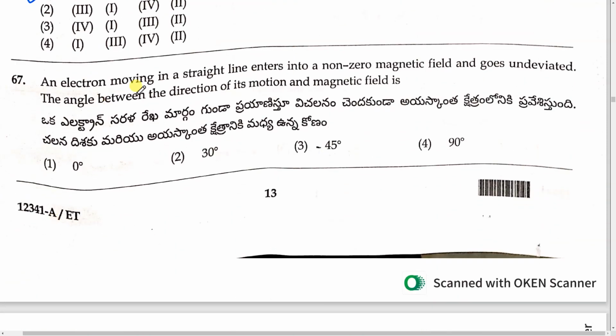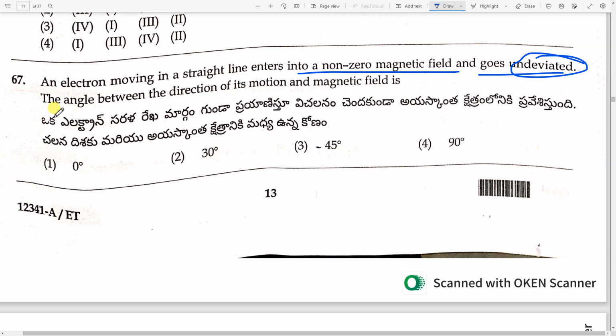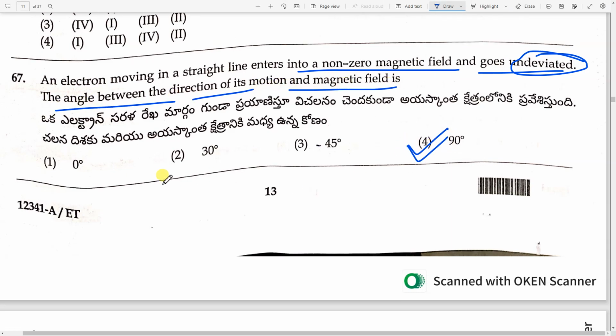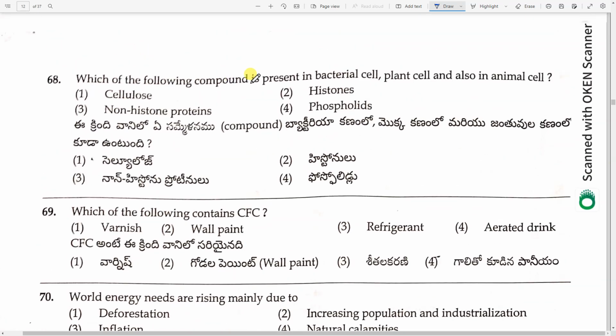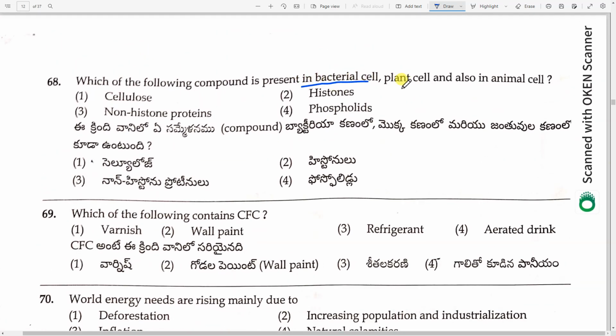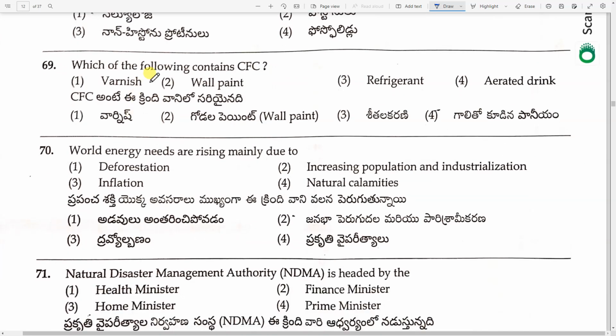Next question, an electron moving in a straight line enters a non-zero magnetic field and goes undeviated. The angle between the direction of its motion and the magnetic field is 90 degrees. Which of the following compounds is present in bacterial cells, plant cells, and also animal cells? It is cellulose. Which of the following contains CFC, chlorofluorocarbon?